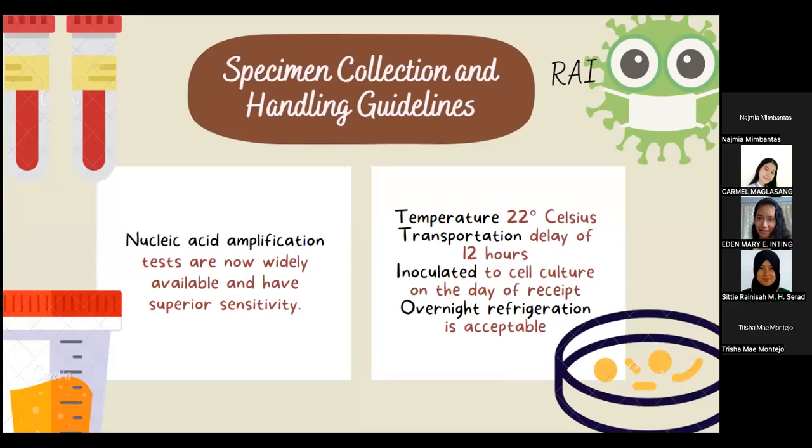So for the specimen collection and handling guidelines, HSV is probably the easiest and fastest human virus to propagate in cell culture. Antigen assays are also relatively straightforward procedures. Nucleic acid amplification tests are now widely available and have superior sensitivity. Specimen collection is simple for this virus.